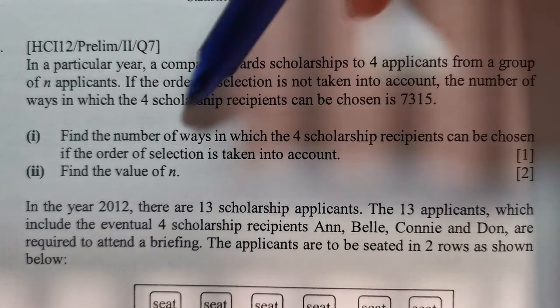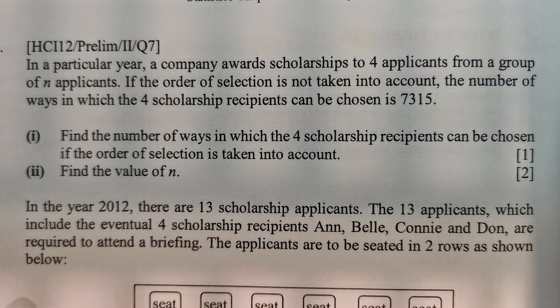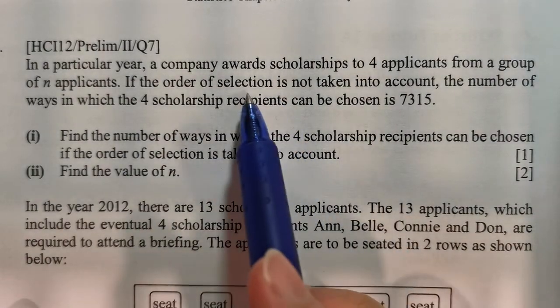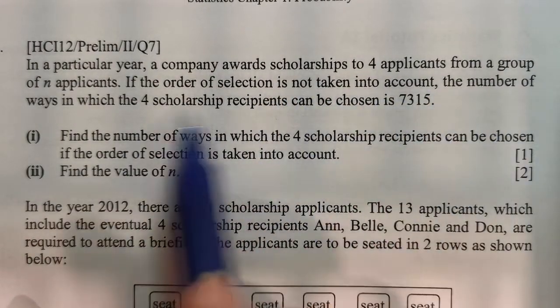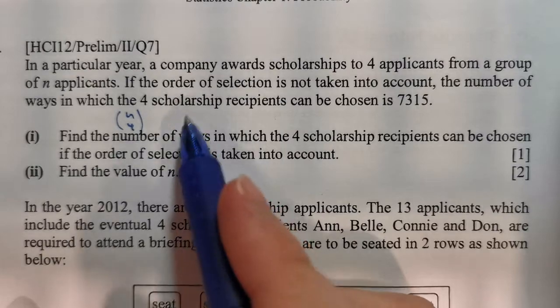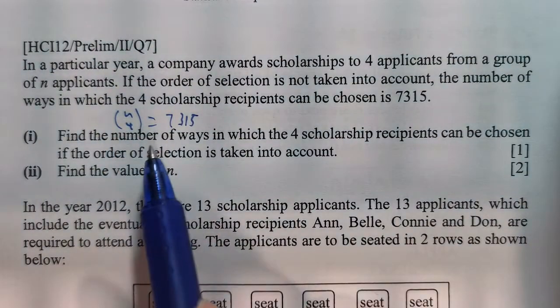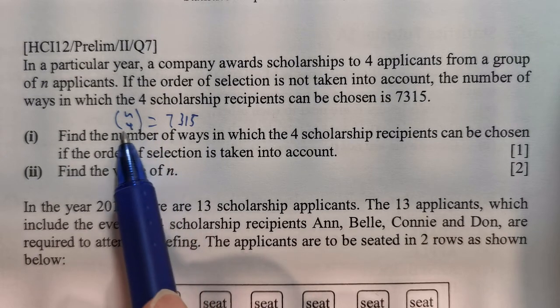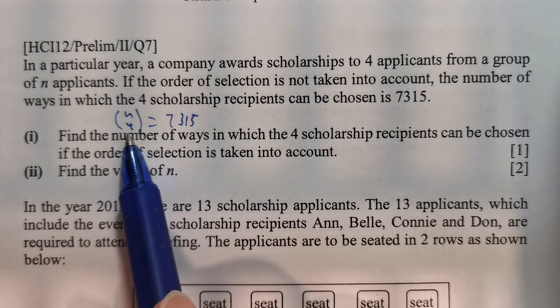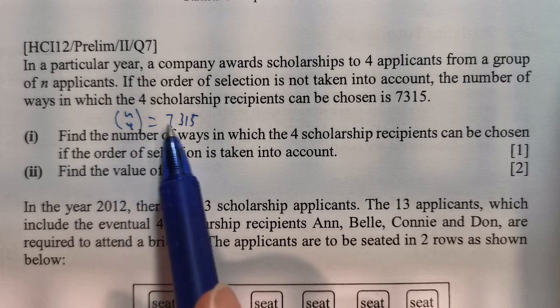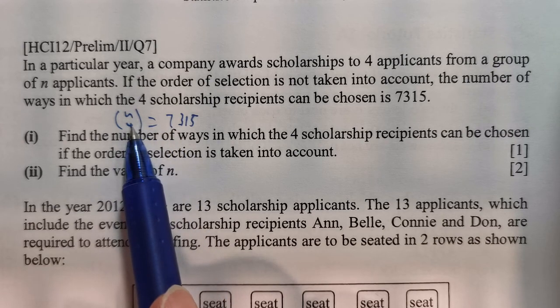Okay, then find the value of n. So you realize that if the order is not taken into account, this is basically just n choose 4. So n choose 4 equals 7315. Then for n choose 4, there's a certain formula, right? So you basically use the formula and try to solve for what n is.